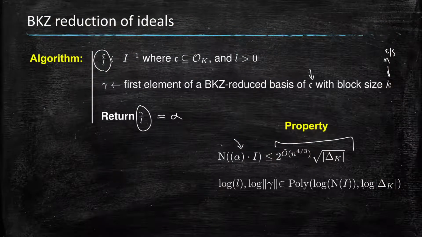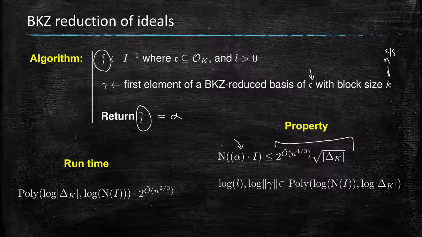The same happens here. The runtime of this procedure is essentially given by the runtime of BKZ with the block size, so exponential in the size of the block. So you don't want that block to be too large, but the larger it is, the better the bound here. So this is a compromise.